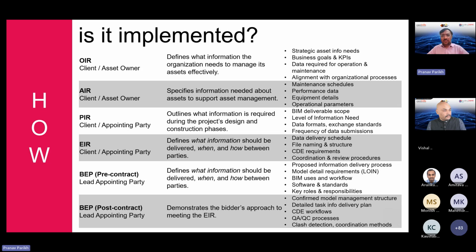Now, OIR, AIR, PIR, and EIR, which is basically your organization information, asset information, project information, and exchange information. Most of these documents are created either by your client or asset owners, basically your appointing party and the lead appointing party. I mean, the OIR, AIR, PIR, EIR is always done by the client appointing party. It basically talks about, on a very high level, goals of the project requirement, right?